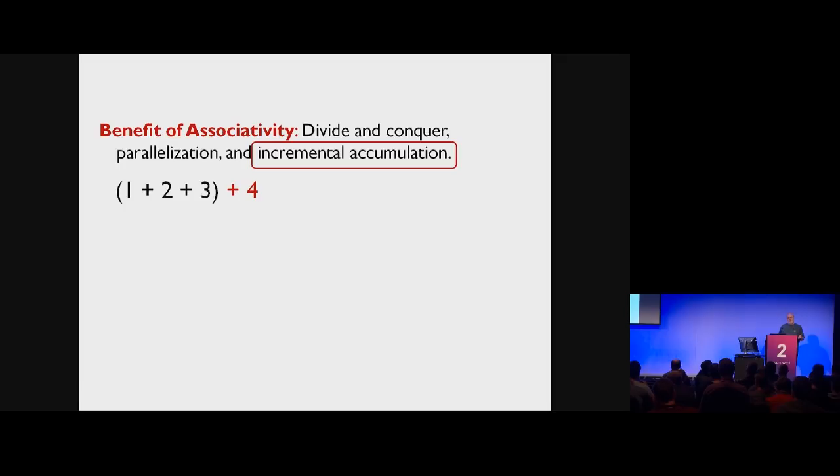No, you don't, of course. You can keep the number that you calculated yesterday and just add four to it. You don't have to add the whole thing up from the very beginning because of this associativity. I've already calculated 1 and 2 and 3, which is 6, and all I have to do is add 4 to it. So I don't have to start from scratch. I can incrementally accumulate. So every time you have a monoid, you can incrementally accumulate data.